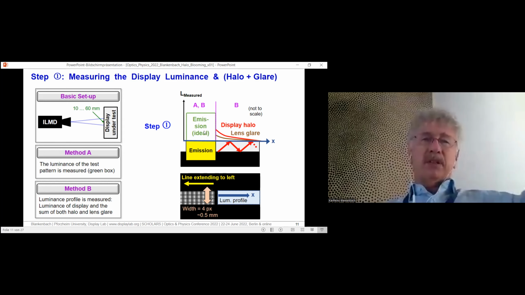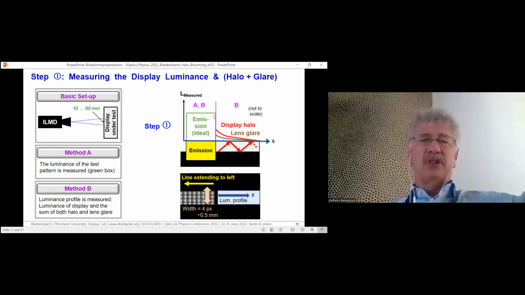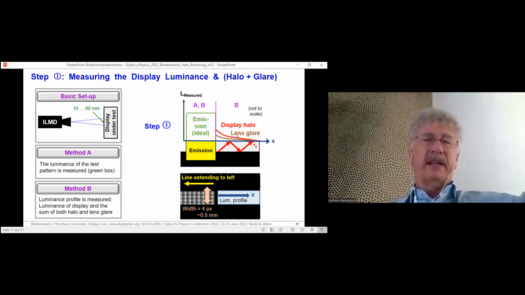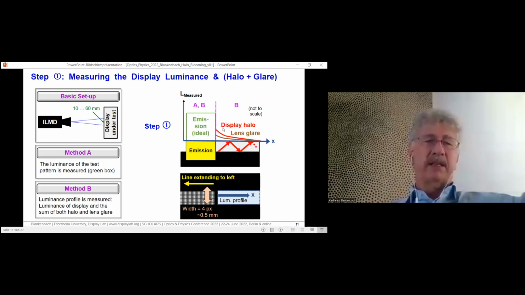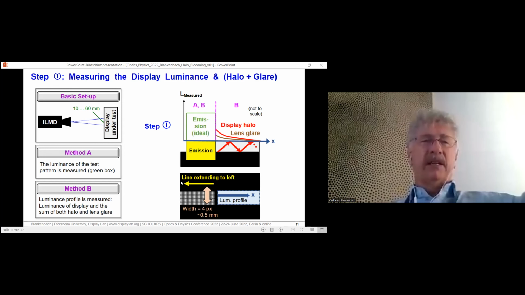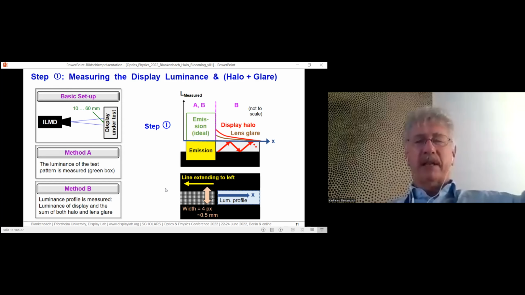So one method is called A. You first measure the luminance of the emission, and in method B, you measure the whole profile of the on pixels and the neighboring pixels. This profile on the right side is the sum of blooming, halo and lens glare.